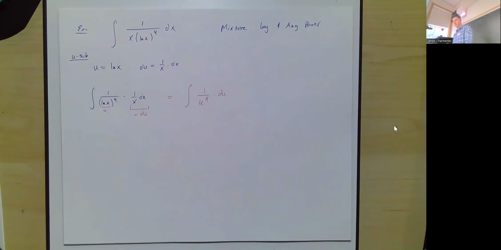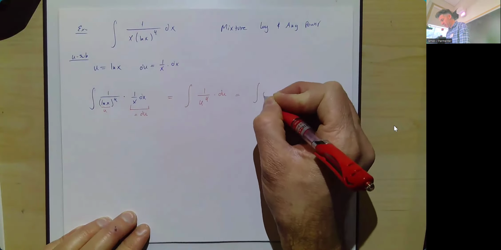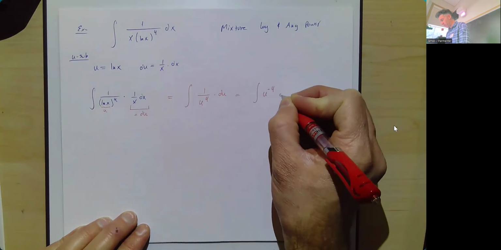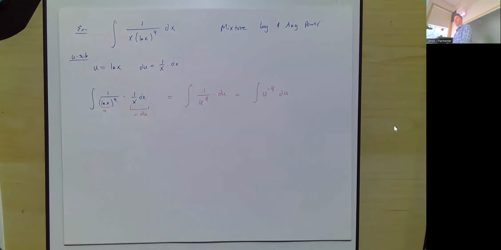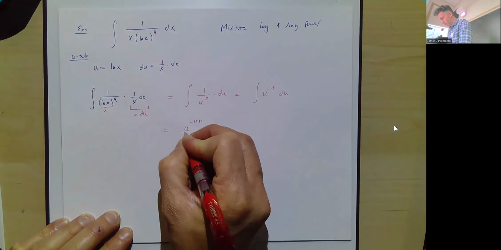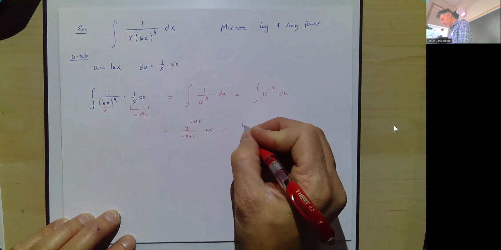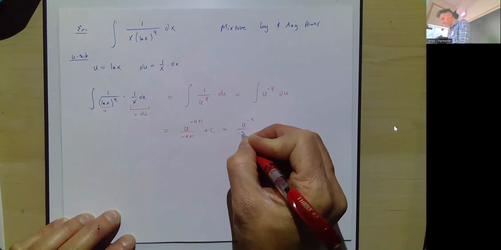Now be careful here. I know it might be tempting to say that the antiderivative here is the natural log of u to the 4th. We know that's not right. We should rewrite this as the integral of u to the -4th, and then use the anti-power rule. So we get u to the -4 plus 1 over -4 plus 1, which I would normally skip and just say it was u to the -3 over -3 plus c.